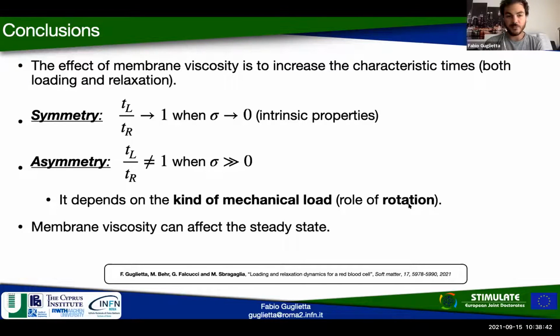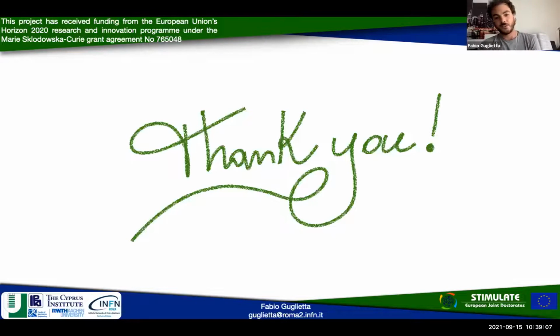And we can see a symmetry between loading and relaxation when the external force goes to 0. So it means that we are looking at the intrinsic properties of the membrane, while otherwise there is an asymmetry of the two kinds of dynamics. And this depends on the kind of mechanical load. In particular, we showed the role of the rotation in this. And moreover, the membrane viscosity can also affect the steady state, not only the transient dynamics. And that's all. Thank you for your attention. And if there are questions, I'm happy to answer them.